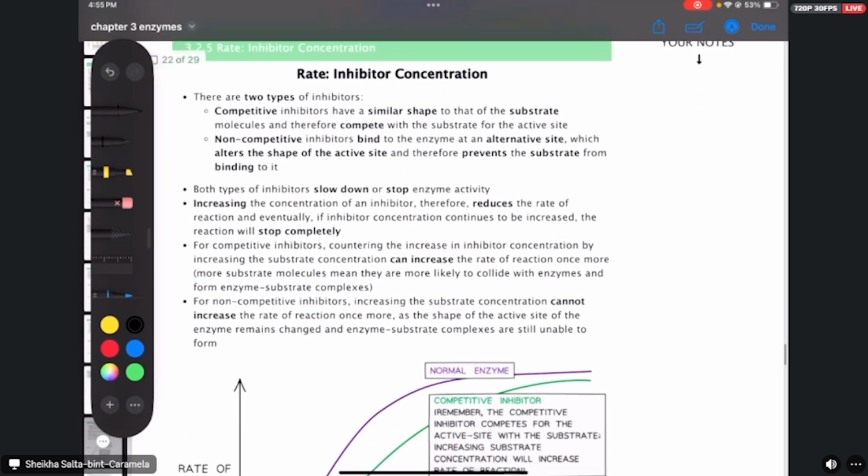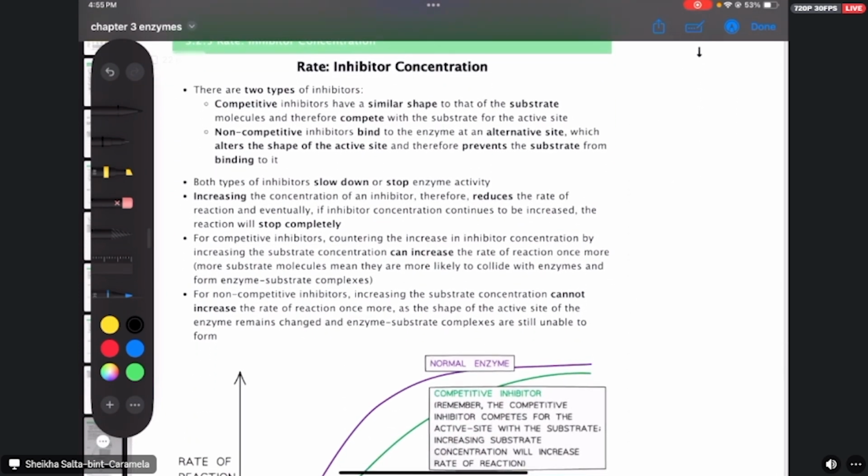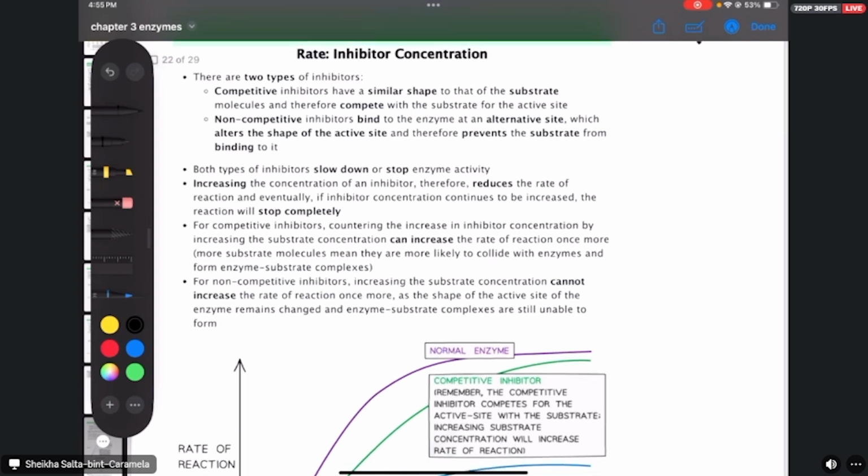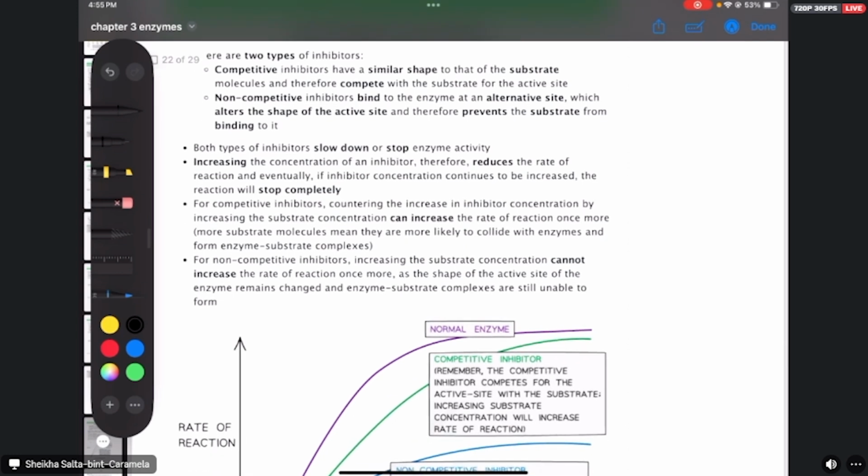Next, we have inhibitor concentration. We have two types of inhibitors in our syllabus. One is the competitive inhibitor and the other is the non-competitive inhibitor. Let's look at the difference between the two. A competitive inhibitor has a similar shape to that of a substrate, which means it will bind to the active site of the enzyme. The non-competitive inhibitor just binds to an alternative site of the enzyme.